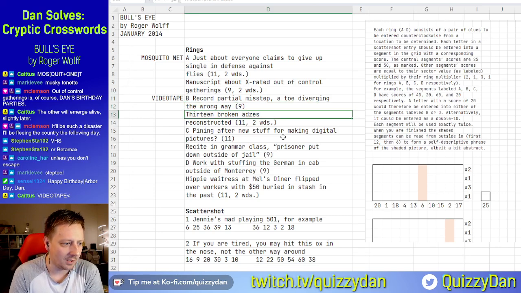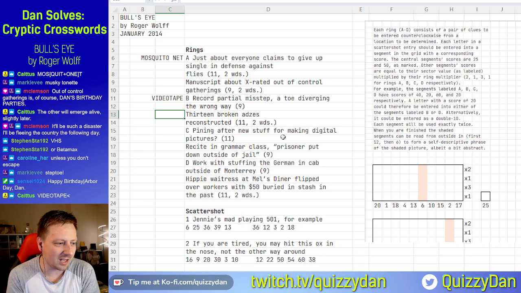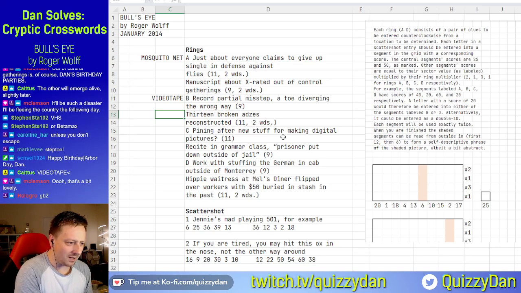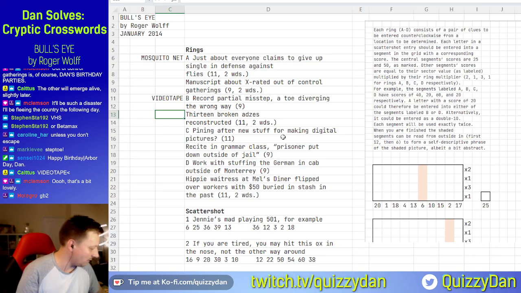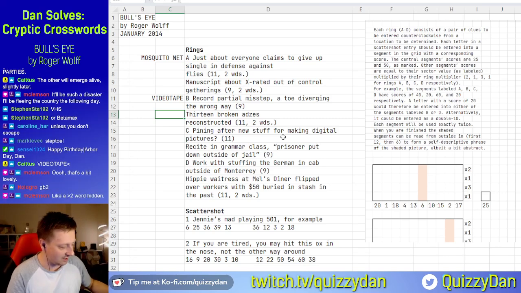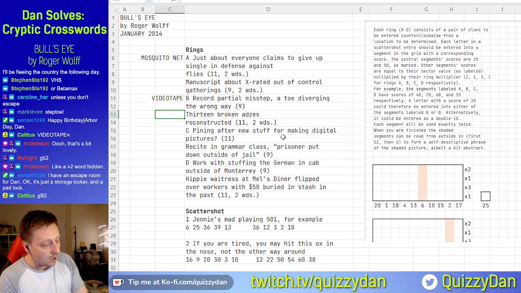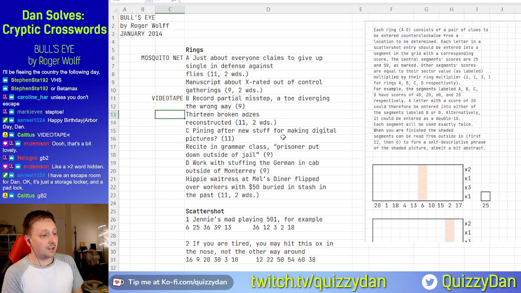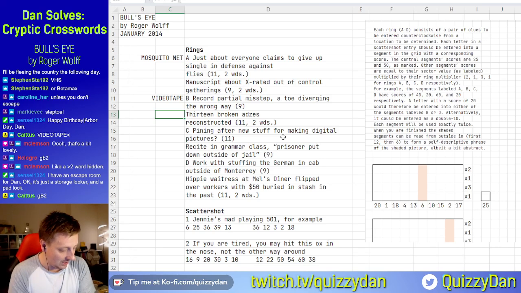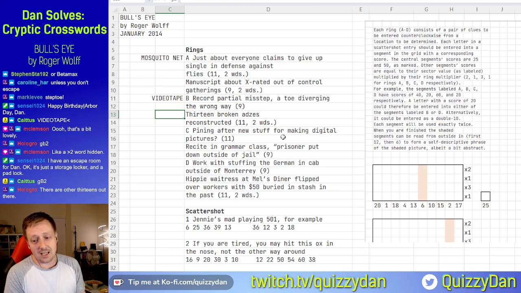13 broken adzes reconstructed. That's got to be an anagram of broken adzes. But what number of 30? I mean, 13 is triskaideka. I don't know why I got my keys on the desk there. Hey, do you want to hear the sound of my keys? It's a good more than two-word hidden. This is true. Broken adzes, and it's reconstructed. It's got to be an anagram of broken adzes, because that's 11 letters. So... oh, nice. Okay. There are other 13s out there. There are indeed.